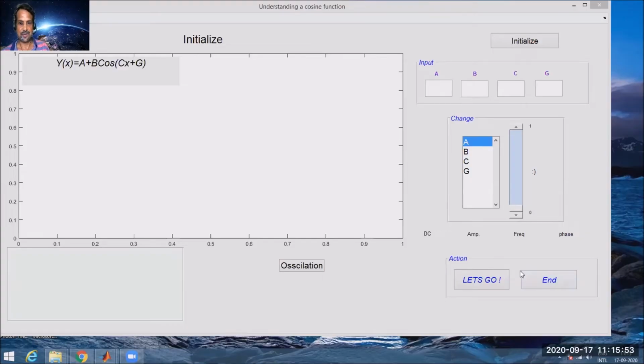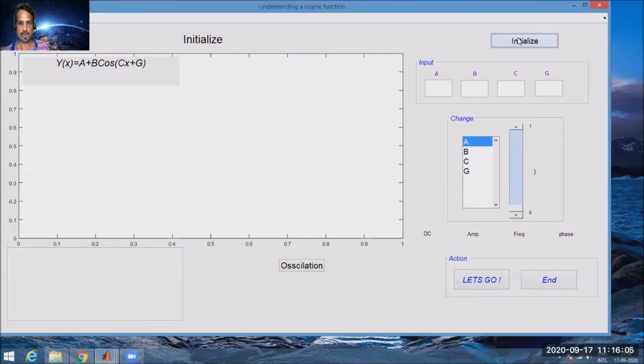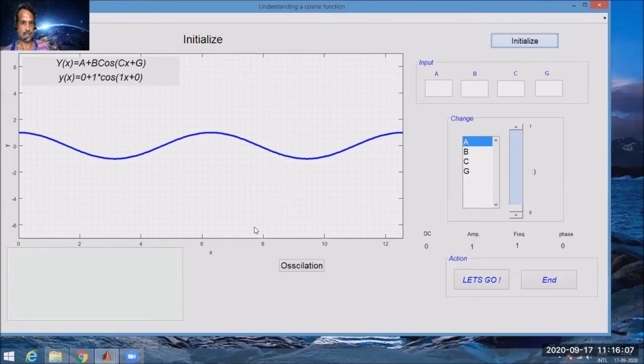In the last simulation, we have seen a cosine function, and we saw the cosine function is represented by a plus b cos cx plus g. There are four parameters, constants a, b, c, and g. Now in this simulation, let us extend that concept and apply it to a wave.